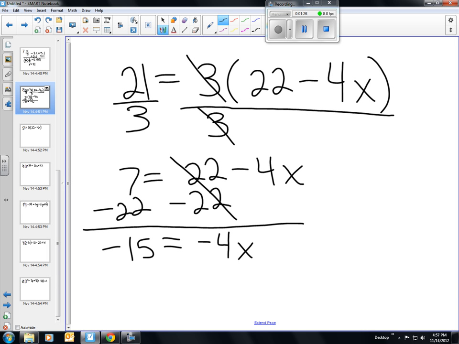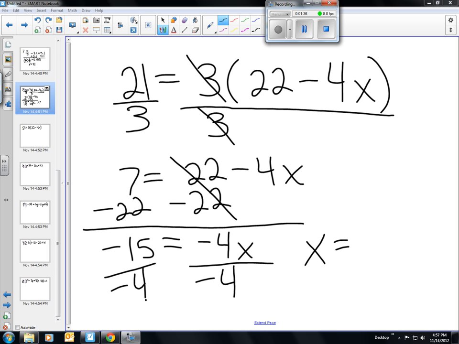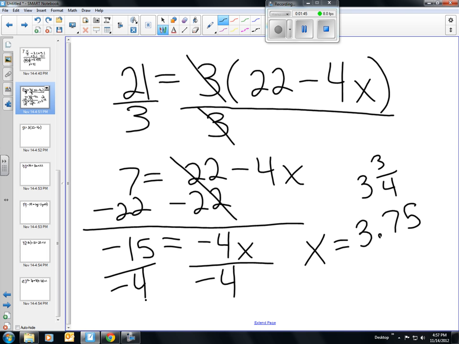Then for the next step, since we're multiplying x by -4, we would divide by -4 on both sides. And then we could say that x equals a positive 3.75, or 3 3/4 as a mixed number. And it's positive because a negative divided by a negative is a positive.